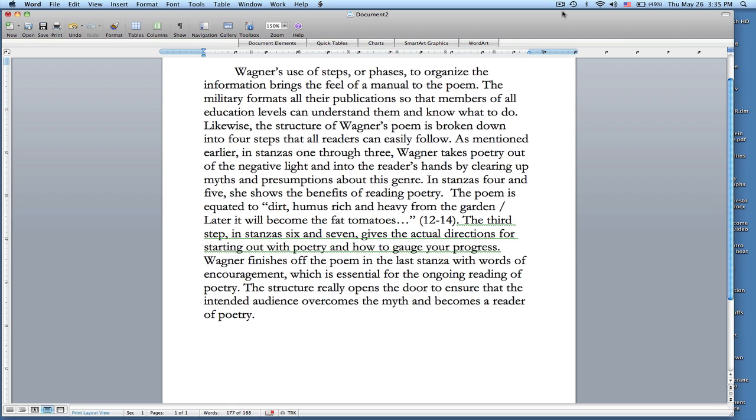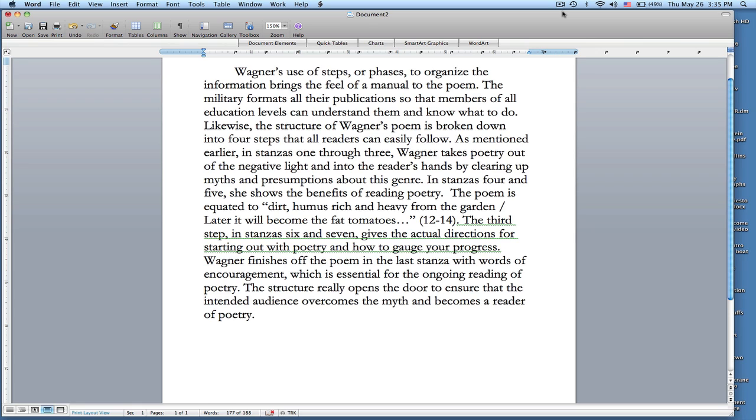As mentioned earlier, in stanzas 1 through 3, Wagner takes poetry out of the negative light and into the reader's hands by clearing up myths and presumptions about this genre. So that's just reminding us that he's covered this information. In stanzas 4 and 5, she shows the benefits of reading poetry. The poem is equated with dirt, humus, rich and heavy from the garden. Later it will become the fat tomatoes.